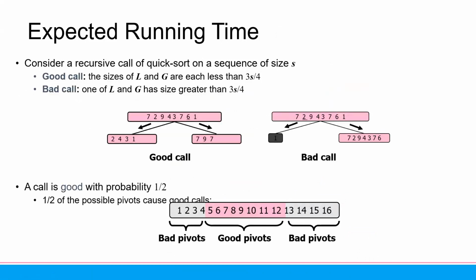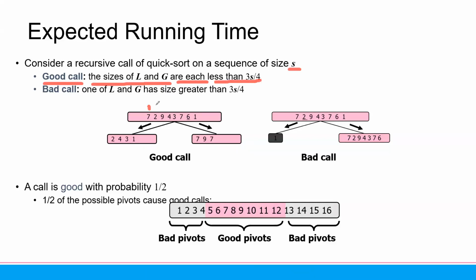So the expected running time depends on how you choose the pivot. Consider a recursive call of quicksort on a sequence of size S. We call it a good call if the sizes of L and G are each less than 3 multiplied by S divided by 4.